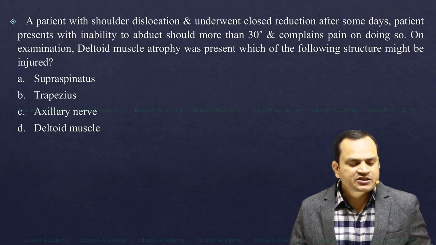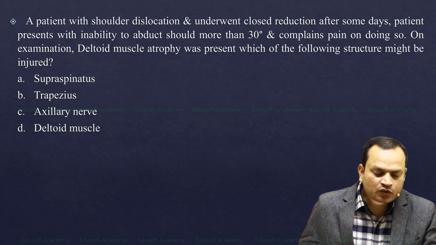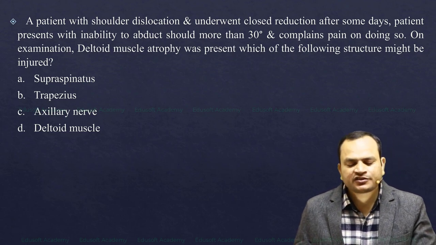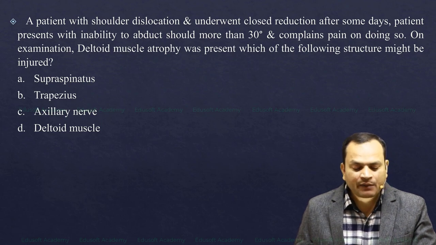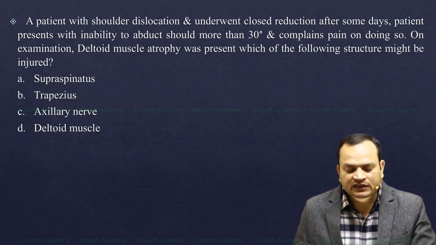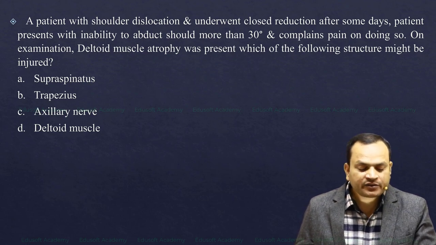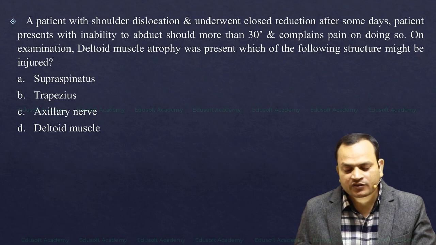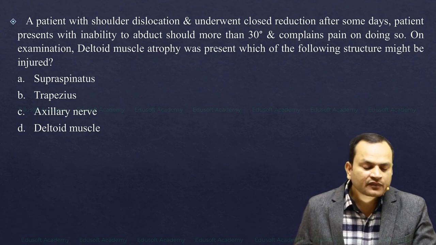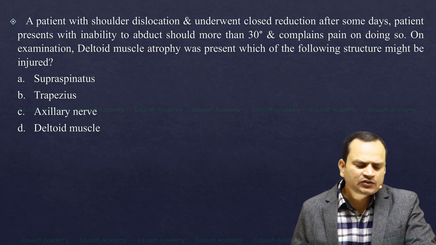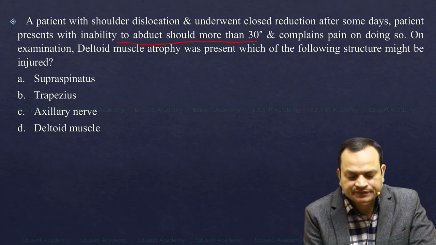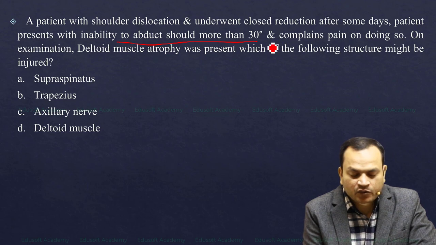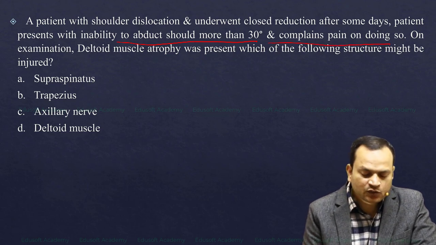So coming to the next question, a patient with shoulder dislocation underwent closed reduction. After some days, the patient presents with inability to abduct the shoulder more than 30 degrees and complains of pain on doing so. On examination, deltoid muscle atrophy was present. Which of the following structures might be injured? So since the patient is able to abduct the shoulder only up to 30 degrees, let us see what happens.